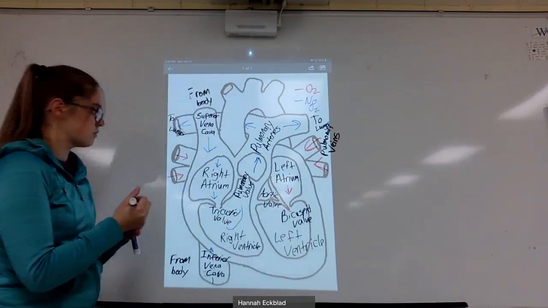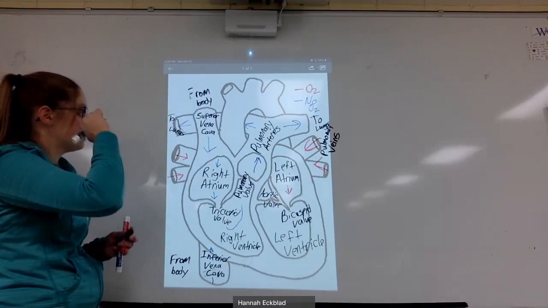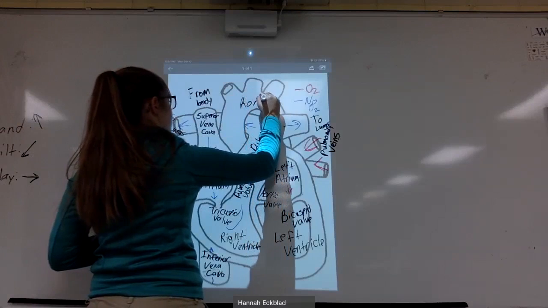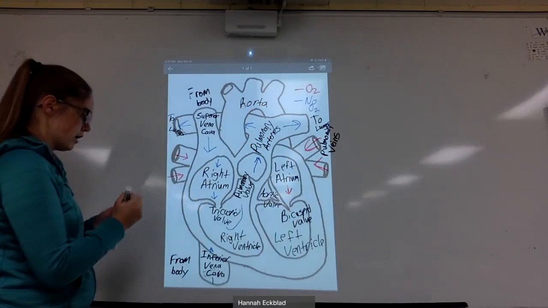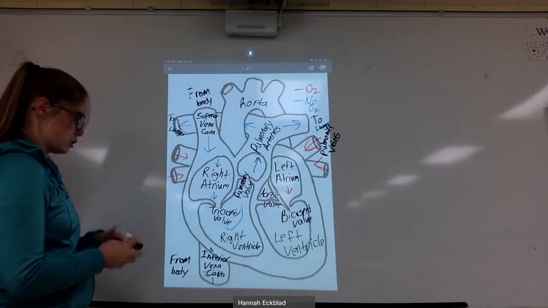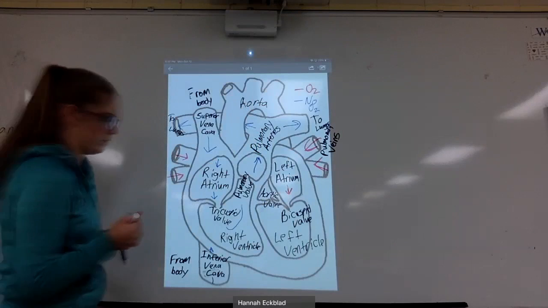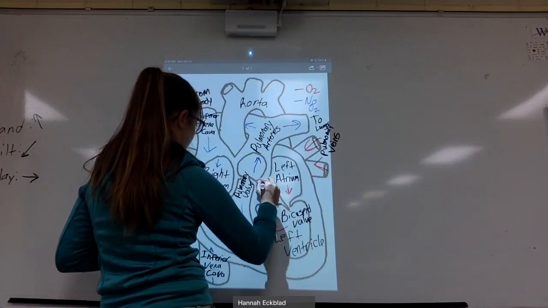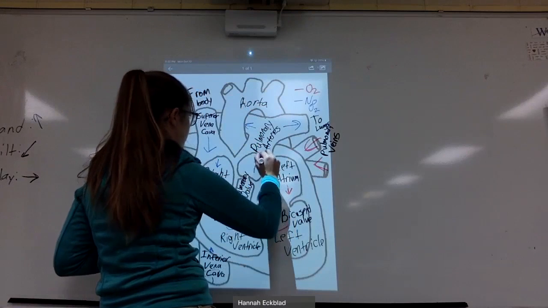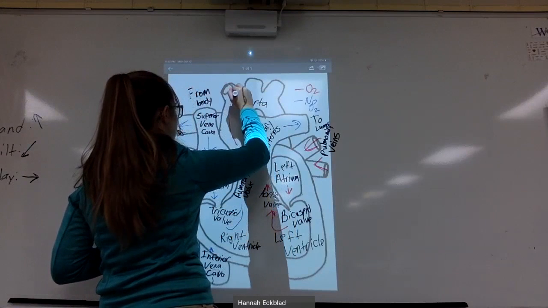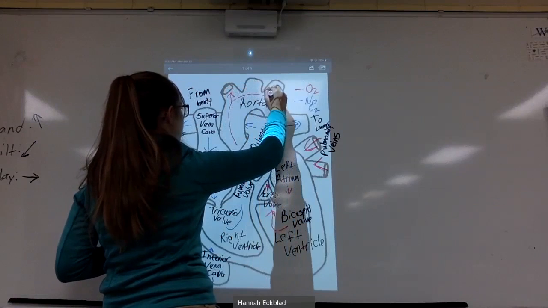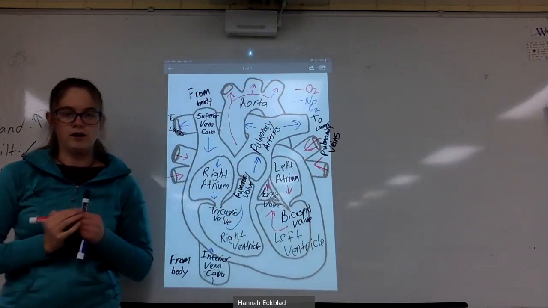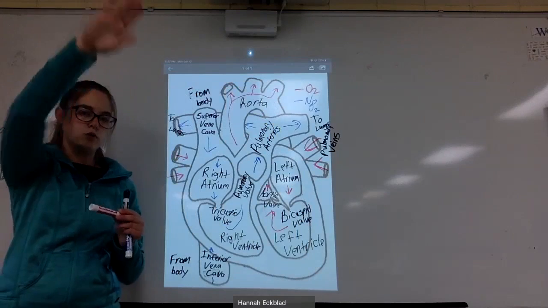Through the aortic valve, which then leads to the aorta. And again, the aorta is the largest artery in the human body. That's because all blood going to the body has to pass through the aorta. It's like a super highway that everybody needs to go through to exit.